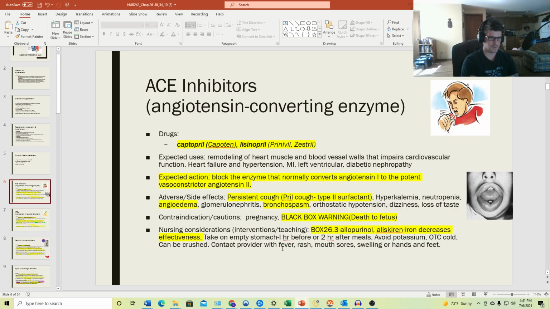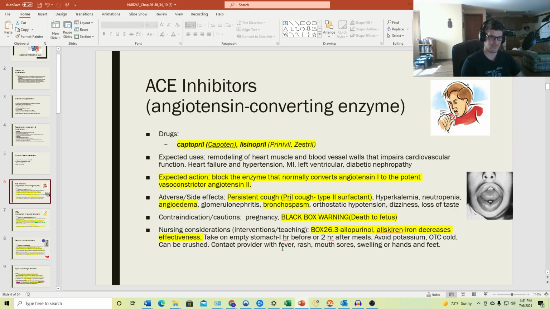We already went through expected action. Again, it is going to block the enzyme that normally converts angiotensin 1 to the potent vasoconstrictor angiotensin 2. That's again across the board. We have to know expected action, so it's highlighted. Persistent cough, the -pril cough. That makes the names easier to remember. We don't need to know, but it has to do with the type 2 surfactant in the alveoli. That's why it's causing that cough.